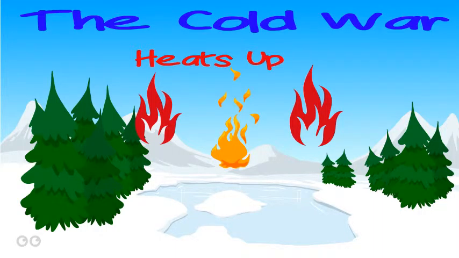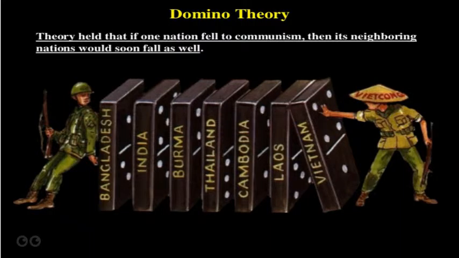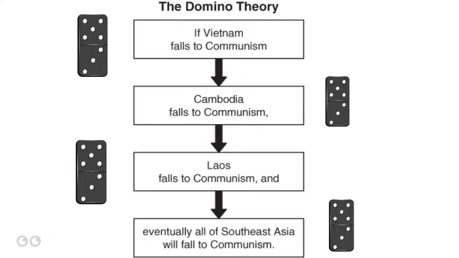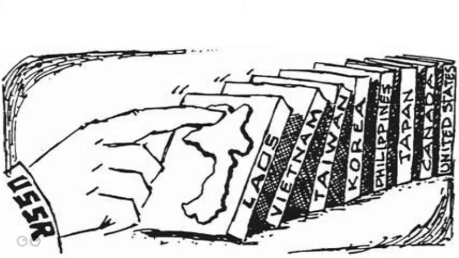The Cold War heats up, a presentation on theories, tactics, and conflicts during the Cold War. As we know, following World War II, the U.S. and Russia began their animosity towards each other. What America feared was the spread of communism.